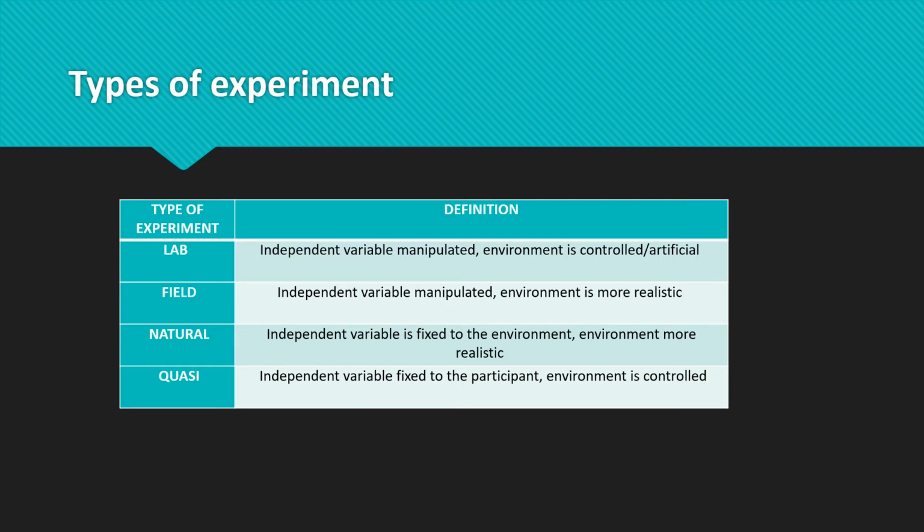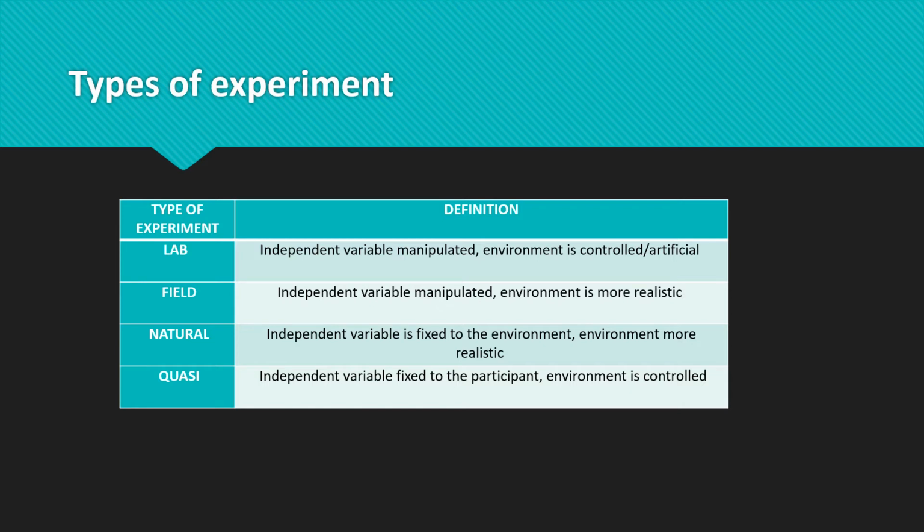Natural, the independent variable is fixed to the environment. So it's something that you cannot manipulate as a researcher, it is naturally occurring. An example might be a natural disaster like an earthquake or volcano eruption. You can compare before this incident happened to afterwards. And the environment is more realistic.